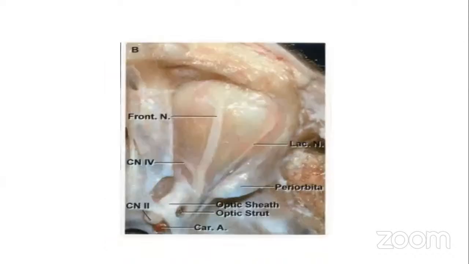When removing the frontal bone and sphenoid bone and reflecting the periorbita, you can visualize the frontal nerve going ahead, while the lacrimal nerve travels laterally to the lacrimal gland, cranial nerve 4, the trochlear nerve, while cranial nerve 3 is viewed below it, and underneath it the carotid artery. Here is the optic sheath and optic strut, separating the optic canal from the superior orbital fissure.